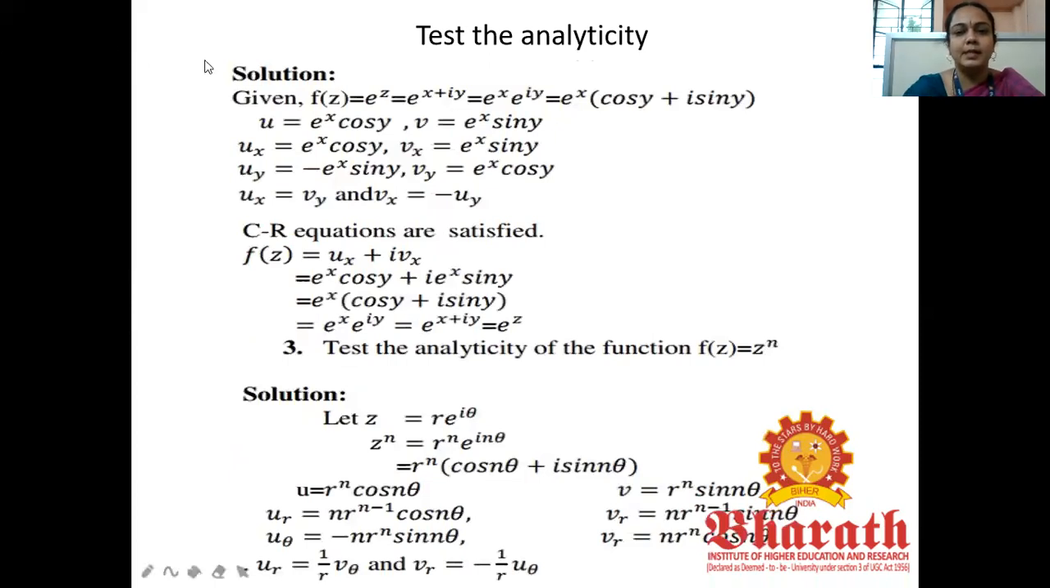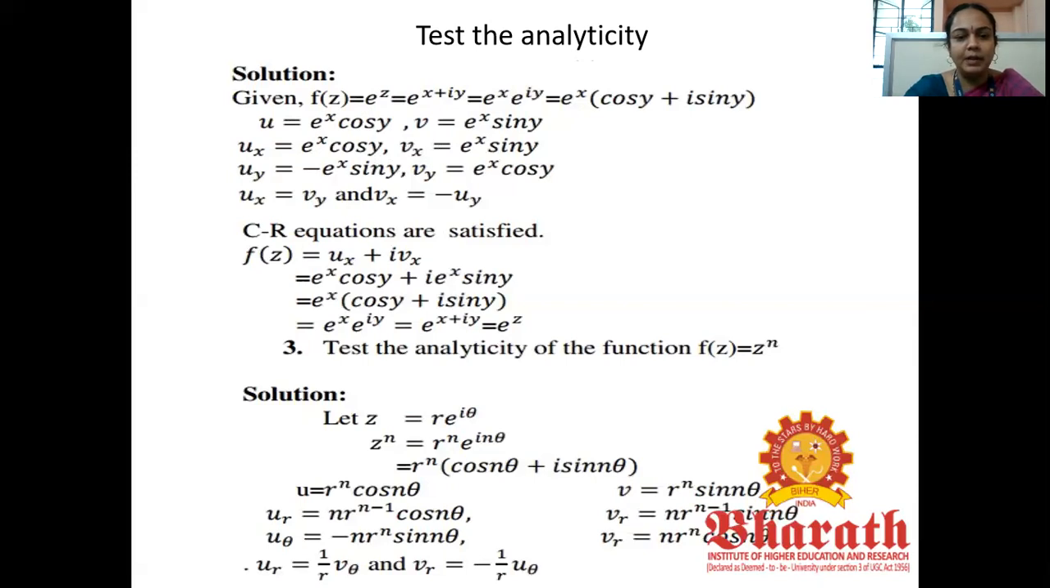Next, test the analyticity. f of z equal to e power z. e power z can be written as e power x plus iy. We can split it as e power x into e power iy. e power i theta can be written as cos theta plus i sin theta. Using that, we can write cos y plus i sin y. Separate the real part and imaginary part: u is equal to e power x cos y, v equal to e power x sin y.